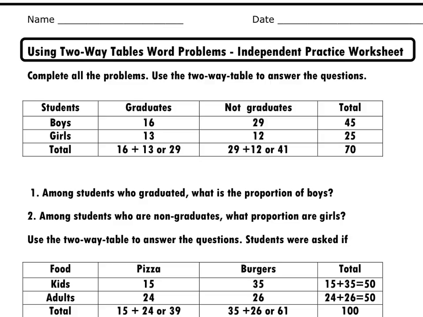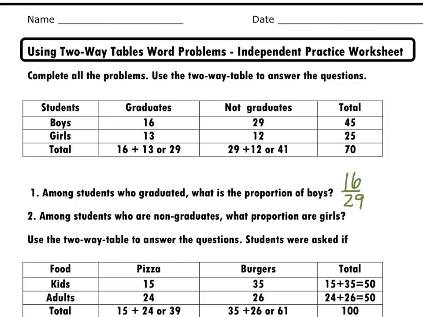And so let's look at where those are. All right, here are all our graduates, and here are our non-graduates. So if we want to find the students that graduated and what percentage of them were boys, here are our graduates, and there are 29 of those total. And what part of those are boys? There are 16 of them that are boys. So that is the proportion.